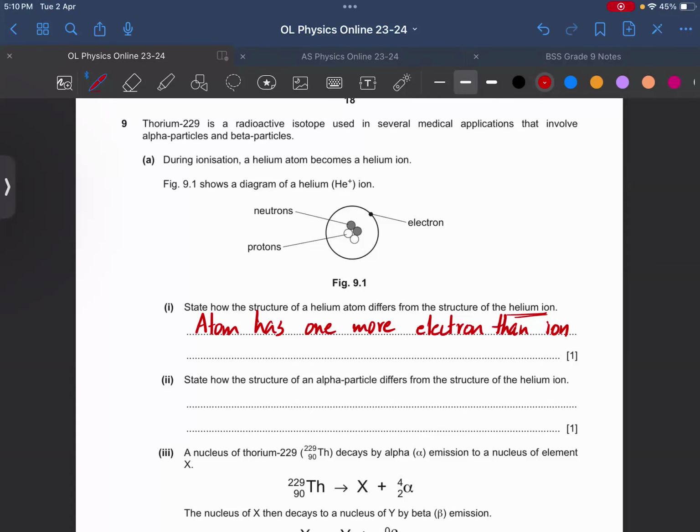Suggest how the structure of an alpha particle differs from the structure of the helium ion. So alpha particle तो सिर्फ न्यूक्लियस होता है, सही, so it has no electrons. अब बोले alpha particle has no electrons.